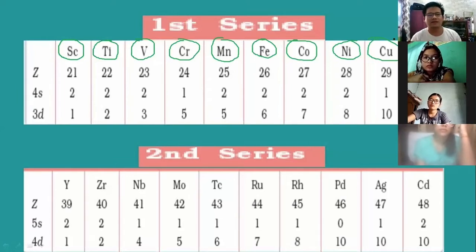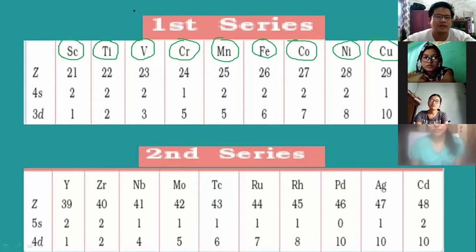Remember the elements in the first series of the transition metals or the d block elements: scandium, titanium, vanadium, chromium, manganese, iron, cobalt, nickel, copper, zinc. After learning the names of these elements, now you have to learn by heart the atomic numbers. There are 10 elements in each row, because it starts from 3 to 12. So there are all in all 10 elements in these rows.